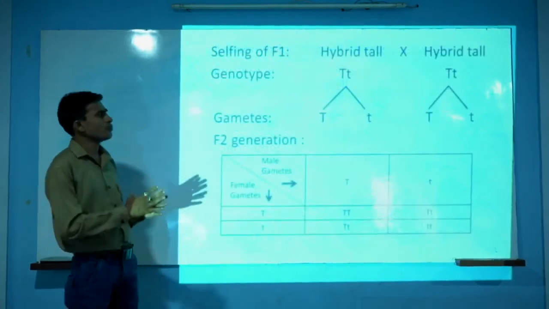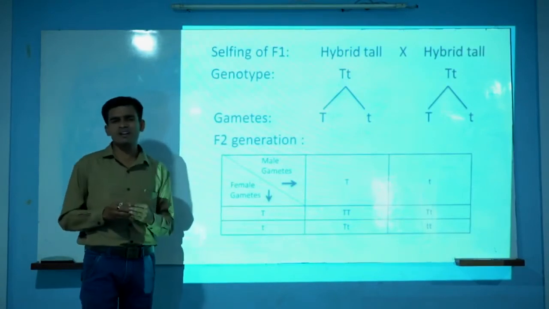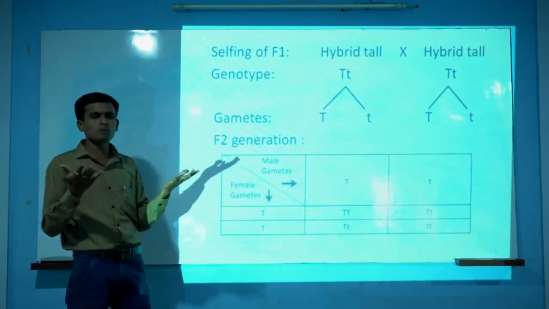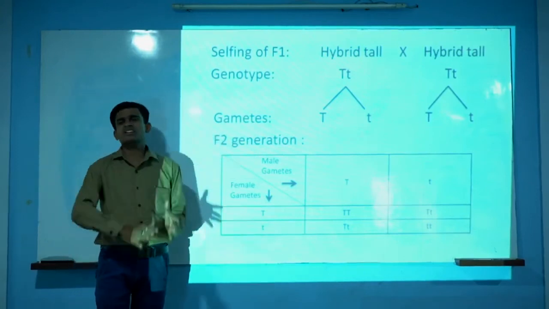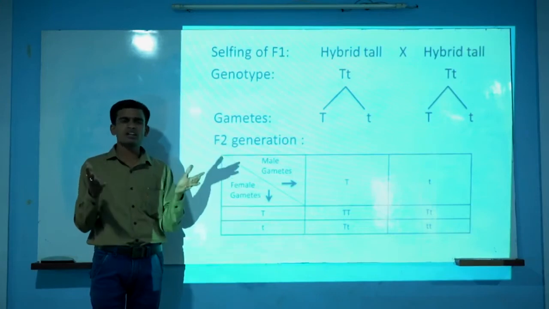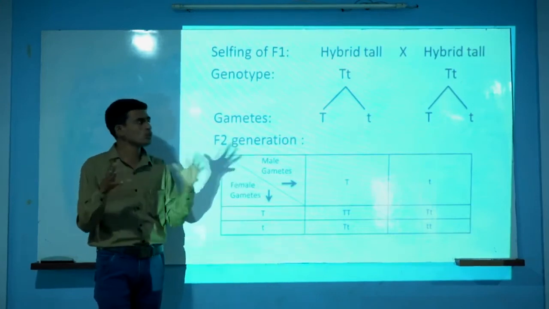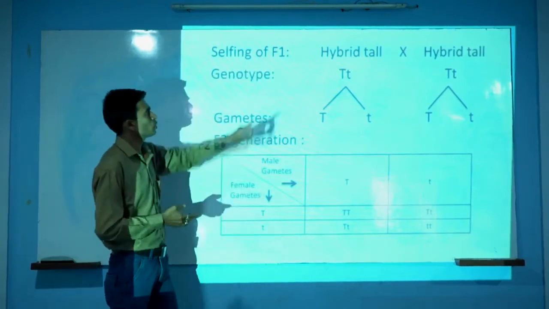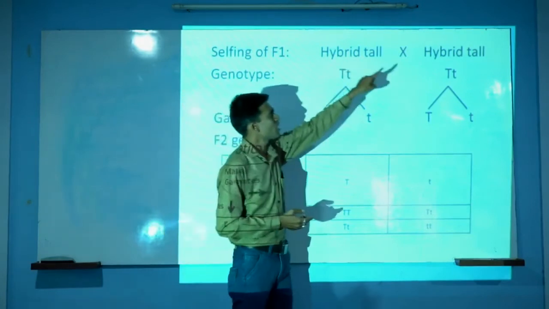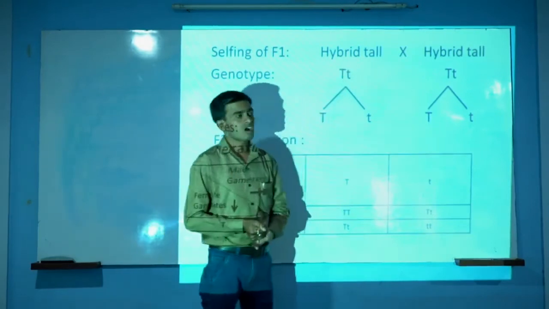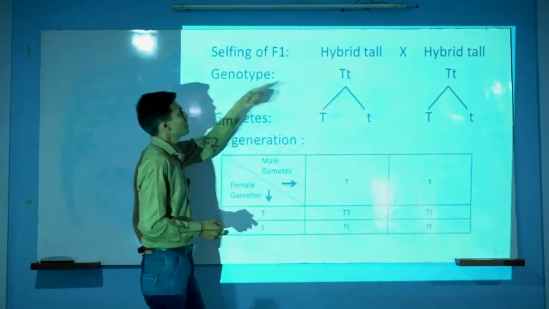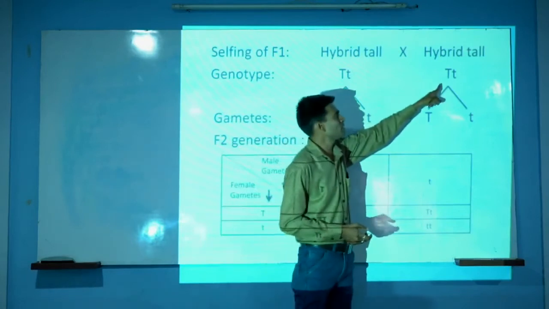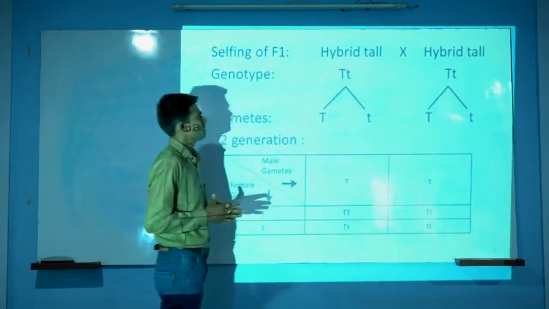Then this F1 plant, that is the first generation hybrid plant, gets self crossed. It shows self pollination, and the pollen grains transfer to the same plant. So that is selfing of F1. Hybrid plant crossed with hybrid plant, that is hybrid tall crossed with hybrid tall. Here the genotype is capital T, small t, dissimilar alleles, and then capital T, small t, also dissimilar alleles.